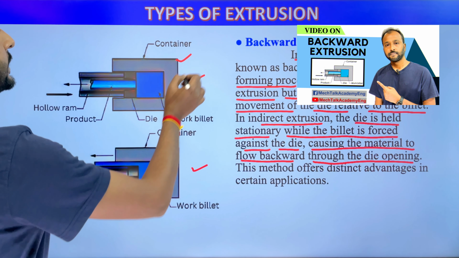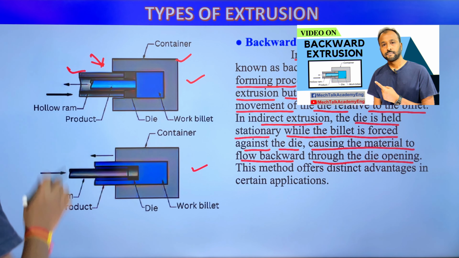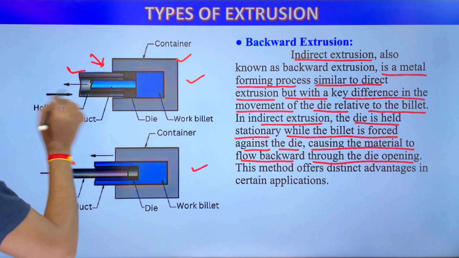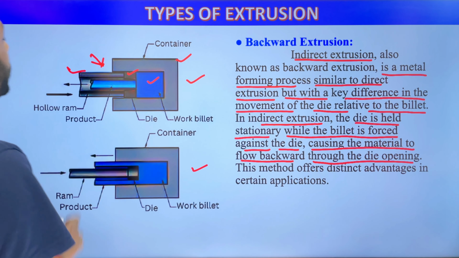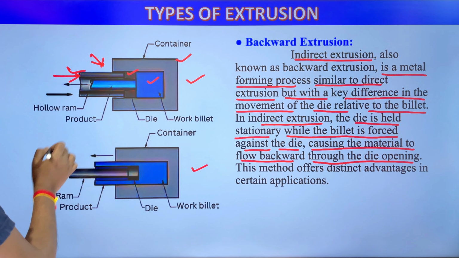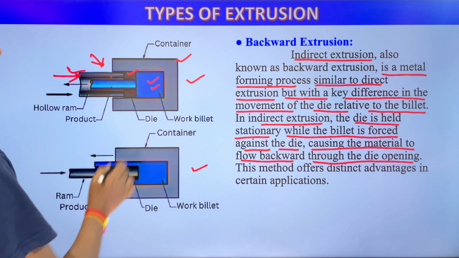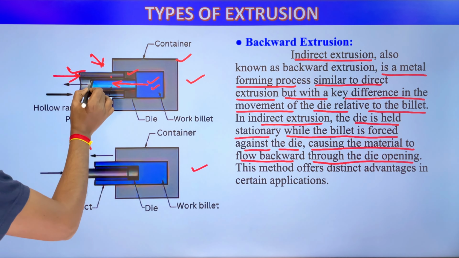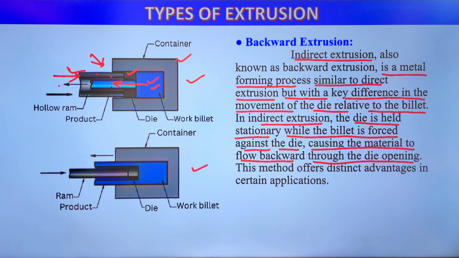So this is cylinder. This cylinder is opened at one side. This is ram. This ram is different from forward extrusion. This ram is hollow ram. And this is die. This is heated or non-heated metal billet. When we apply force, the ram applies force on the heated metal billet and the metal billet comes out through the die opening and through the opening of the ram, and we get the final product.